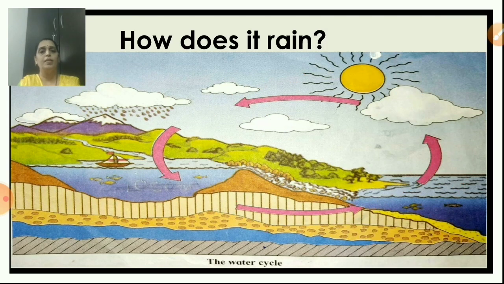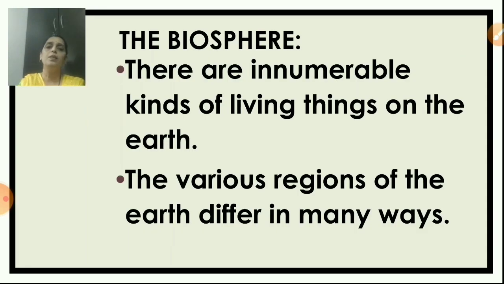Now the next is the biosphere. There are innumerable kinds of living things on the earth. The various regions of the earth differ in many ways. This means, students, there are too many, or you can say in Hindi, unginat kinds of living things on the earth. And this means one region is different from the other.